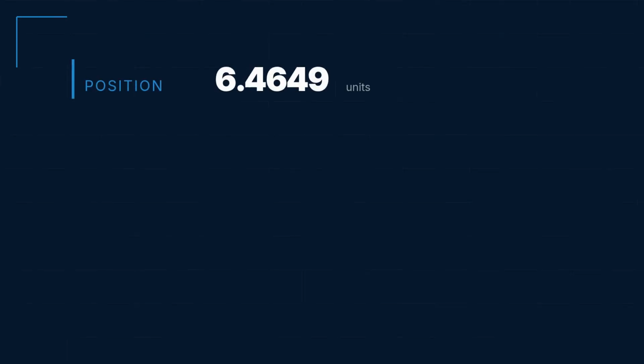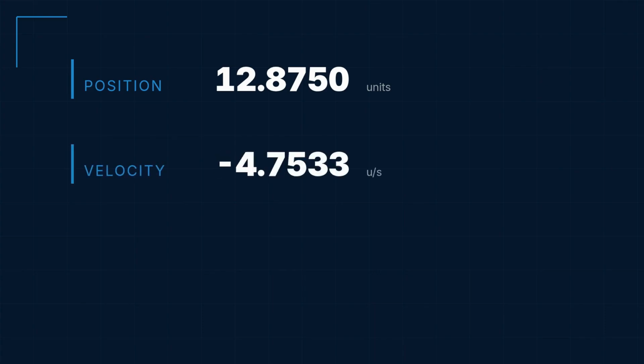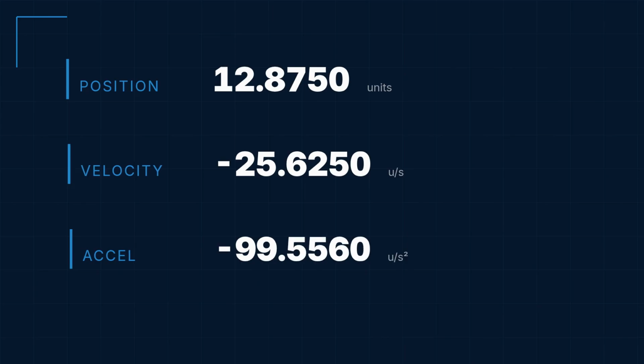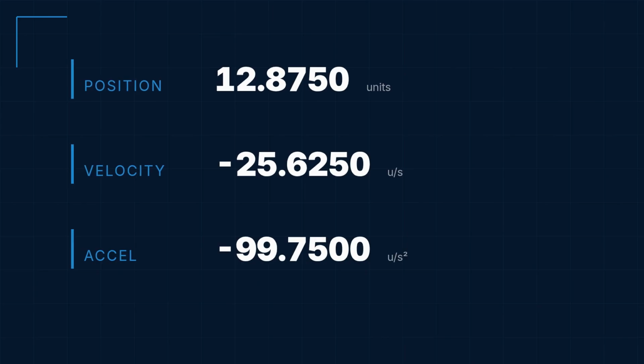Position at t equals 12.8750 units. Velocity at t is negative 25.6250 units per second. Acceleration at t is negative 99.7500 units per second squared.